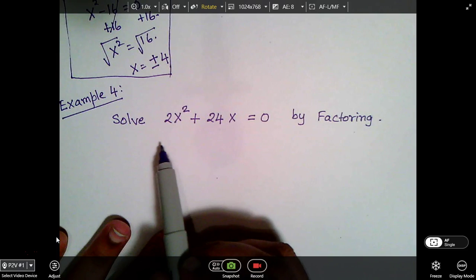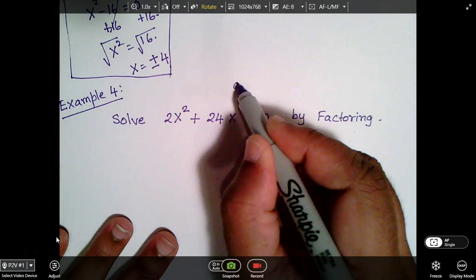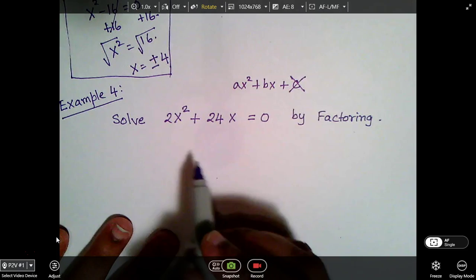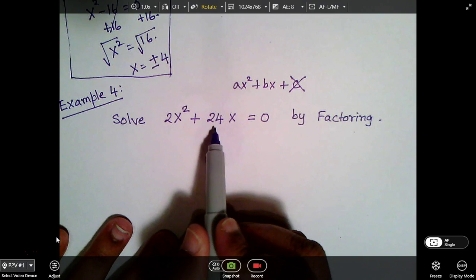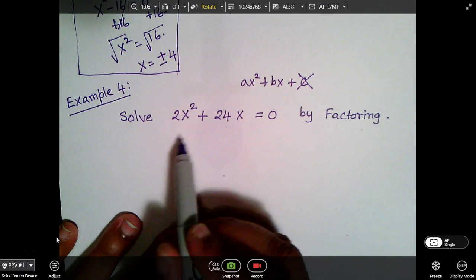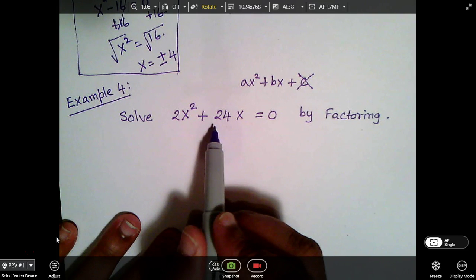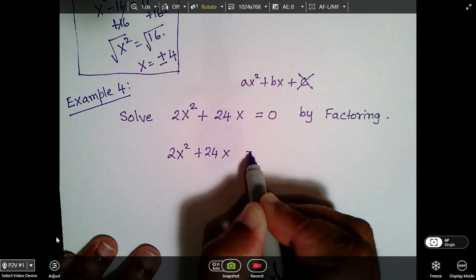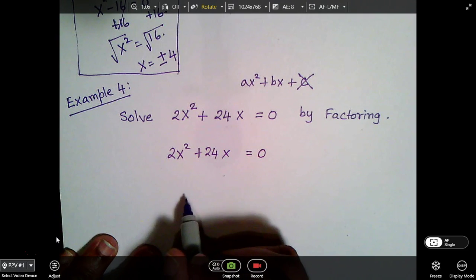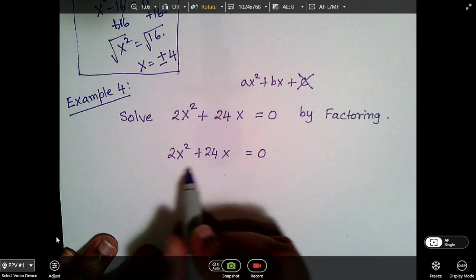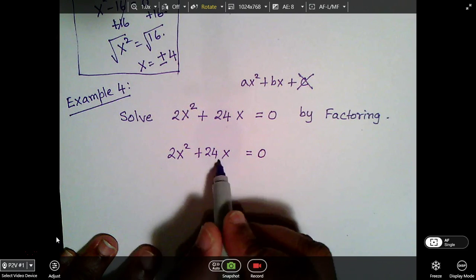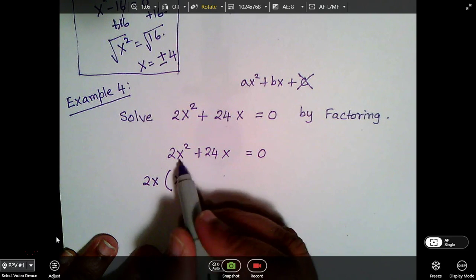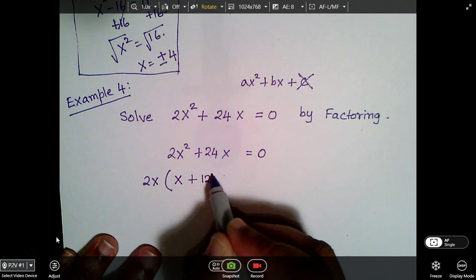We talked about one more kind of binomial, ax squared plus bx plus c. Now my c is missing. Both ax squared and bx are there, right? So how am I going to factor this out? The only thing that can be factored is the greatest common factor. So I have 2x squared plus 24x equal to 0. It's already written in standard form. All I can do is use the greatest common factor and factor it out. So the greatest common factor is 2x. So all that is left is an x here plus 12 equal to 0.